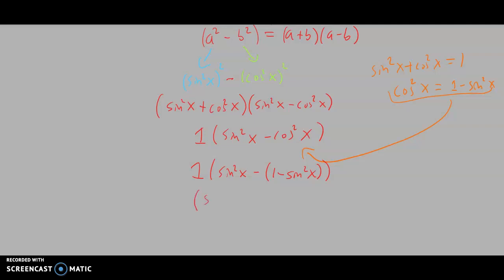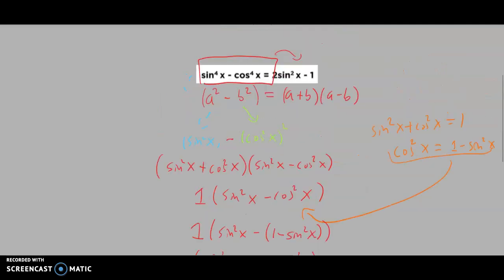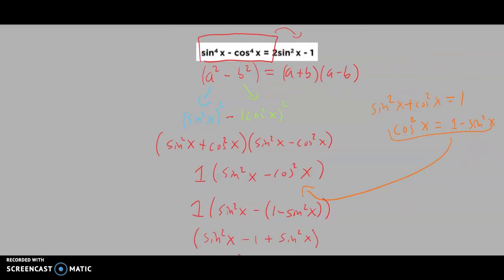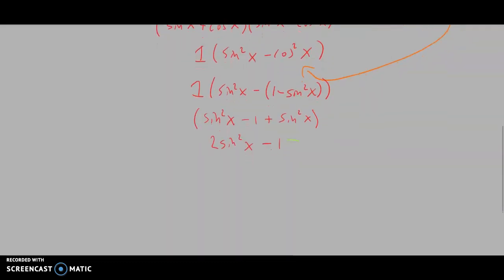So I've got sine squared x, and now I'm going to distribute this negative sign into these parentheses here. So I'm going to have minus 1 plus sine squared x, right? Because a negative times a negative gives me a positive, so plus sine squared x. And if I have sine squared plus sine squared, that's going to give me 2 sine squared x minus 1, and fingers crossed, there we go. So that is equal to the right side of our equation up here, which is great. So that is equal to 2 sine squared x minus 1. So we just verified that identity.